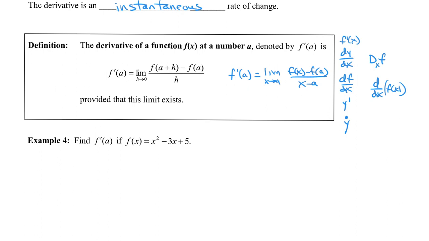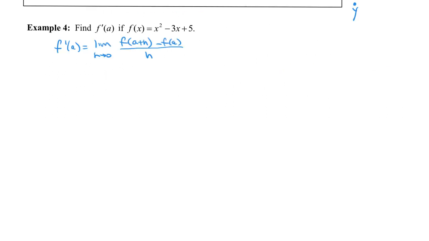But now that we've got our official formula here, we can try this one out. This says find f prime of a if f of x equals x squared minus 3x plus 5. So we can try out this formula here. Again, sometimes we get into trouble with this f of a plus h, but f of a plus h just means wherever there's an x here and here, I'm going to write a plus h. All right, so let's try one.